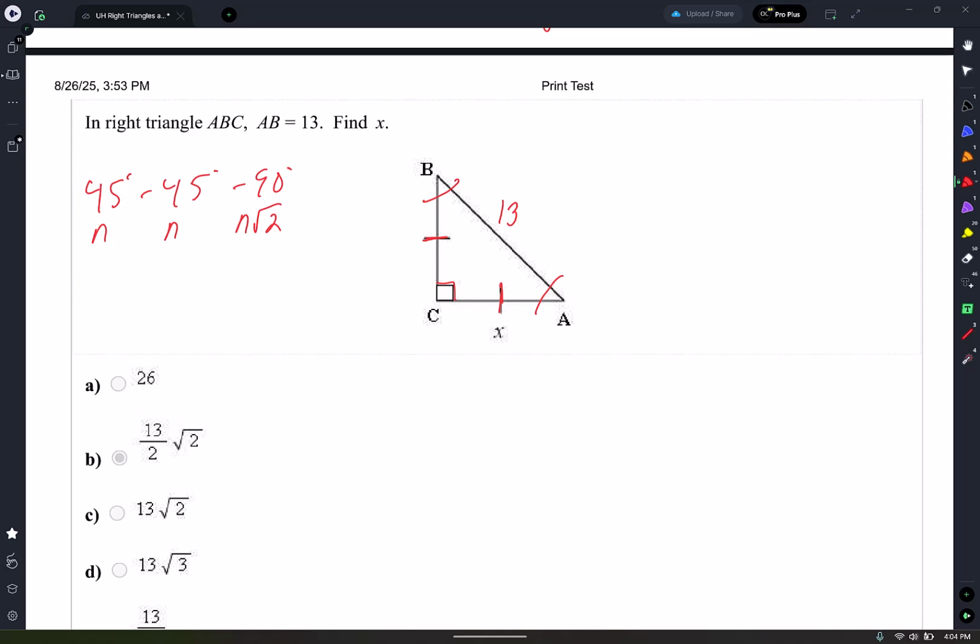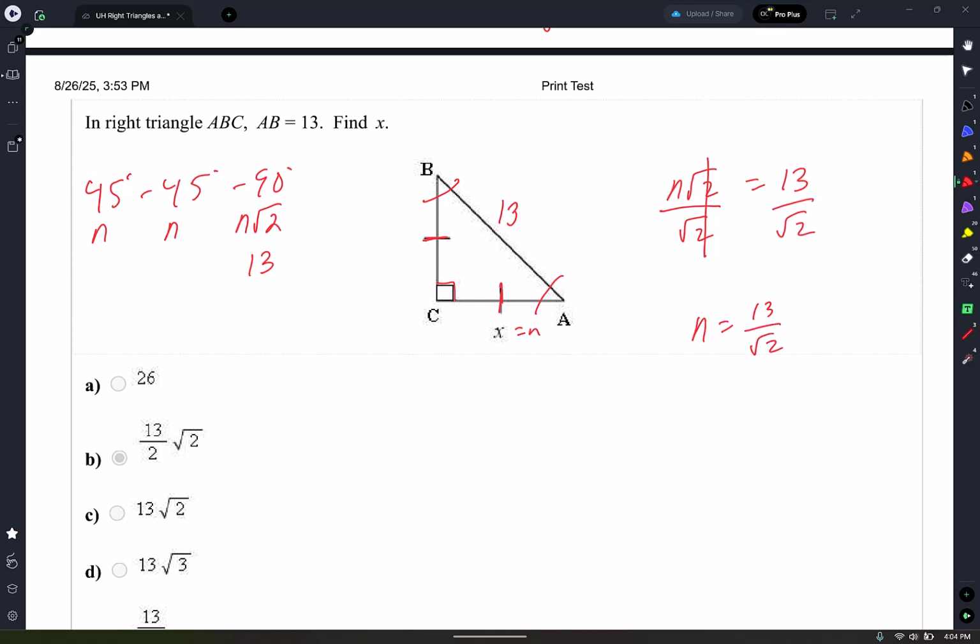All right, so here we go. That 13 is the hypotenuse. I'm going to put the 13 right below that. Are we still okay, guys? So I'm going to write n square root of 2 equals 13. Next, I'm going to get n by itself. So to get n by itself, I'm going to divide by square root of 2. Does that make sense? So now I have n equals 13 over square root of 2.